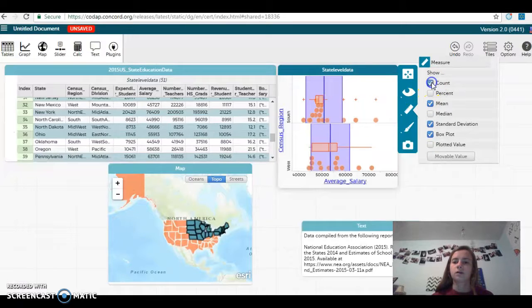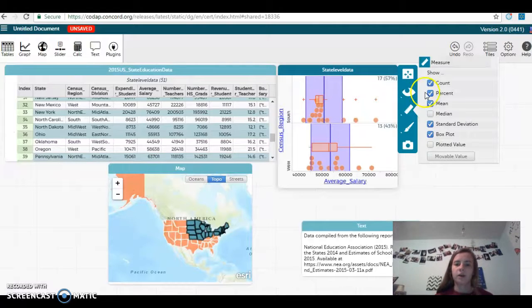I also like to show the count and the percent. The count is showing how much of the total chart is being shown. So 17 teachers are in the South, 13 are in the West, and out of this data being shown, 57% are in the South and 43% are in the West.